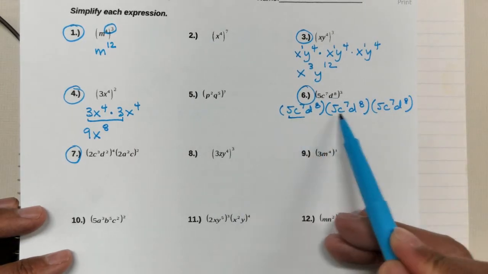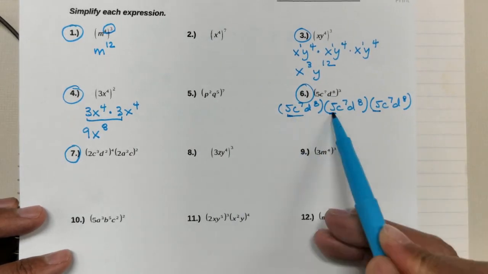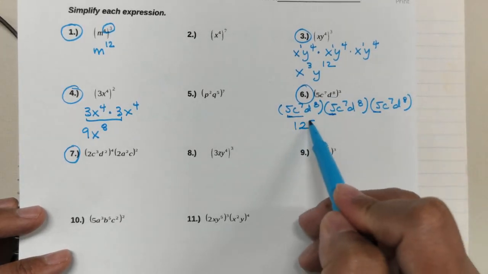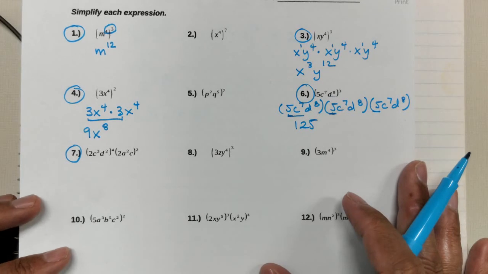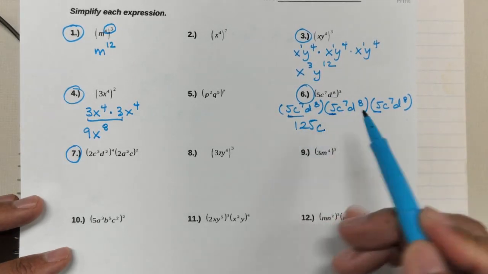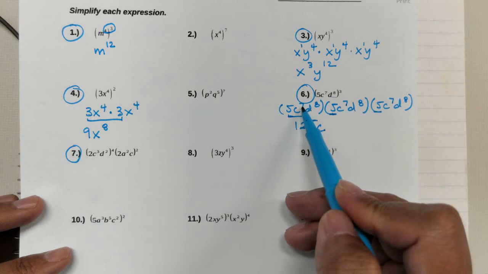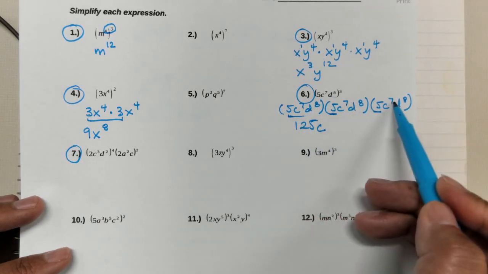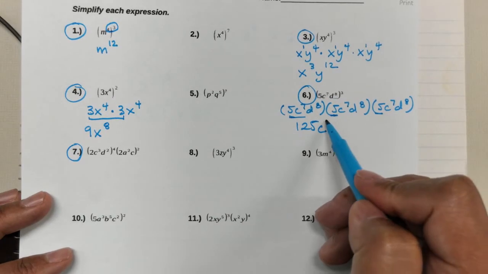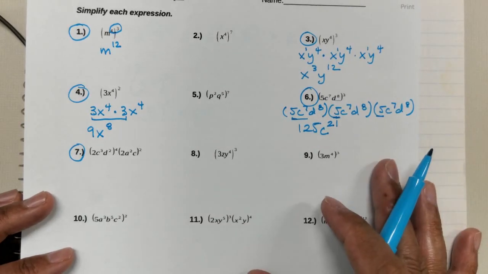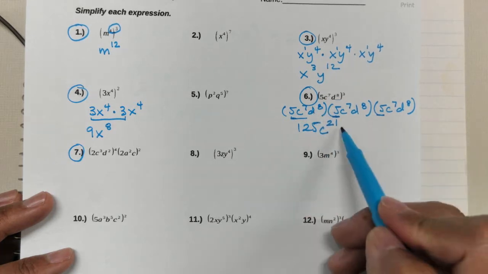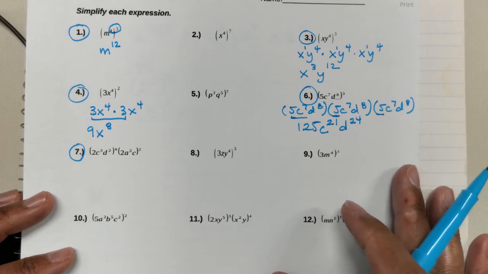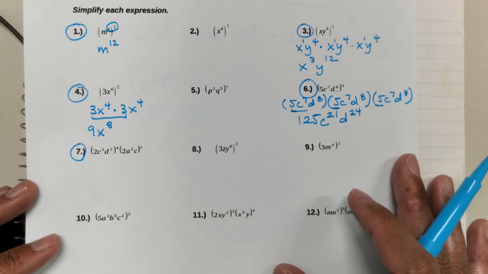Take my coefficients. 5 times 5 is 25. And then multiply by 5 again. That's 125. Okay. And then you have your c. Add your exponents together. So 7 plus 7 plus 7. 7 plus 7 is 14. Then 14 plus 7 is 21. So this becomes c to the 21st. And then you do your d to the 8th. So this will be d, and then add your exponents together, that's 24. Now, the shortcut, I want to tell you about the shortcut here.